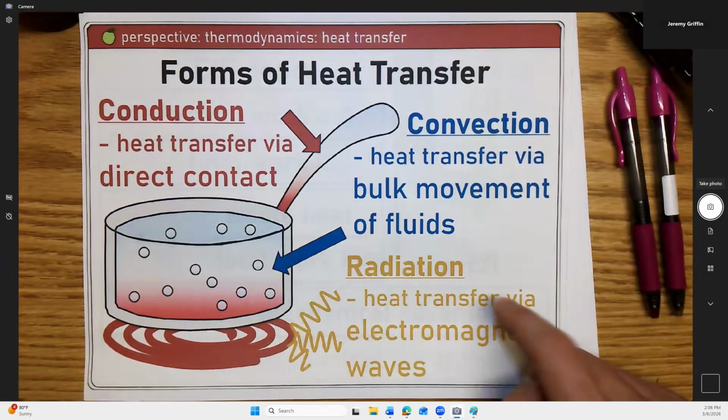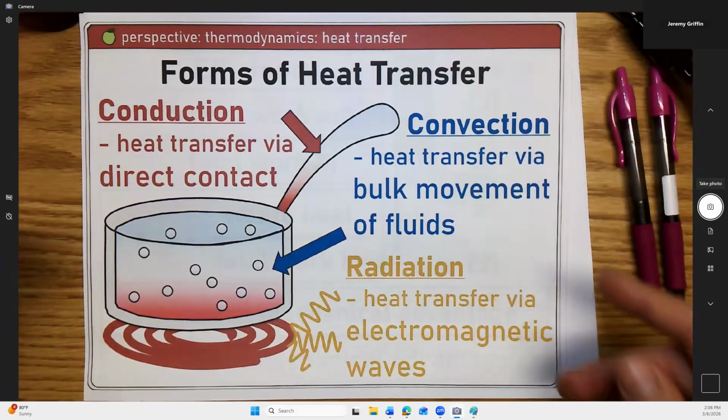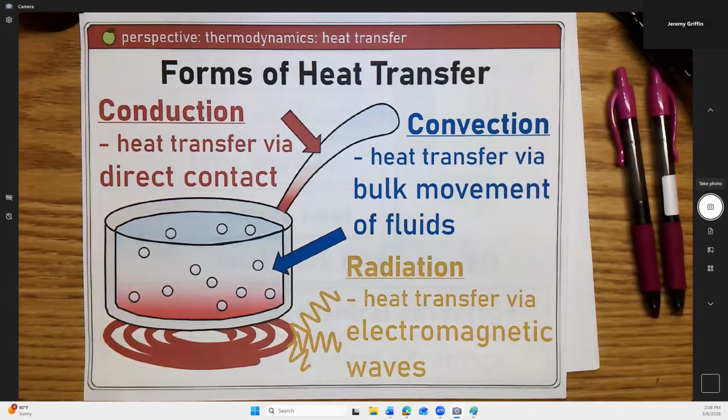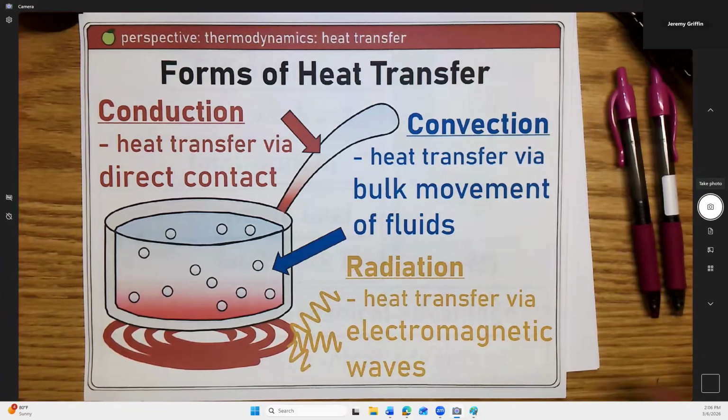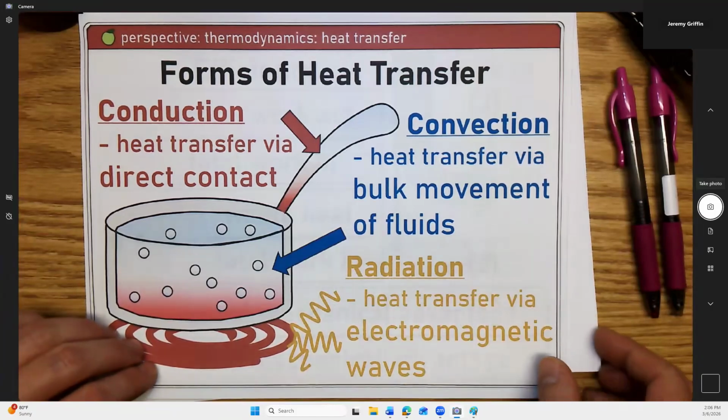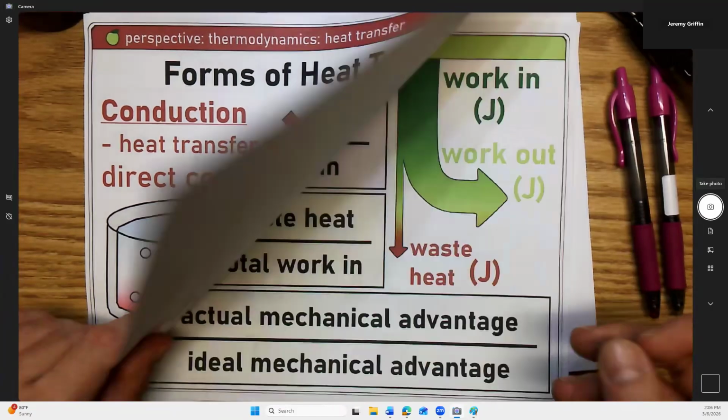It's radiating. And this, guys, which of these three do you think is the only one that can travel through the vacuum of space? Radiation? Yeah, this one here. Right? So like, how does sunlight get to Earth? Okay, that's electromagnetic waves, isn't it? Yeah, it's called radiation. All right, so you got that.